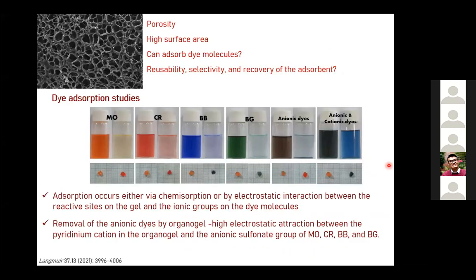So this is the SEM image, taken in an environmental SEM, of the pores of the gel. They have very high porosity and high surface area. So the idea was, because it has an N+ group in it, whether it can adsorb dye molecules, and in case it does, whether we can reuse these gels and recover them, or if there is any kind of specificity in this gel.